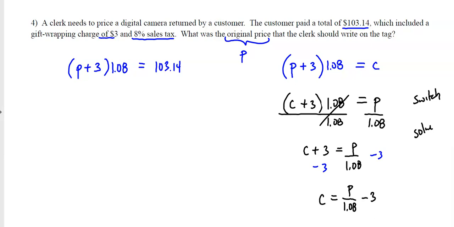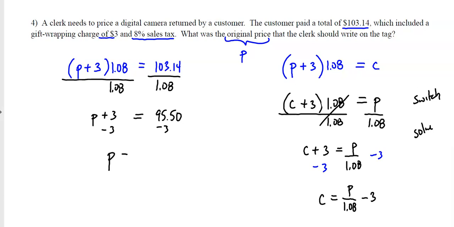Now what I would do in this real life problem over here is I would just start doing the inverse. I'd divide by 1.08. Let's just see what shakes out on that one. I am at 103.14 divided by 1.08. Enter. So this is $95.50. And over here I just have P plus 3. And then my last move will be minus 3 from both sides. And I find out the original price is $92.50.